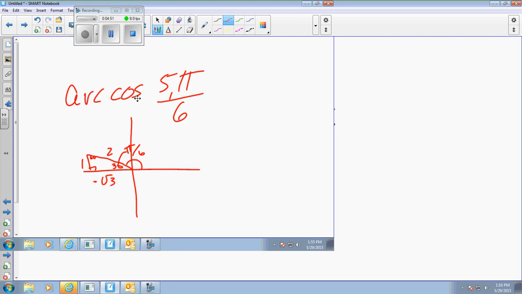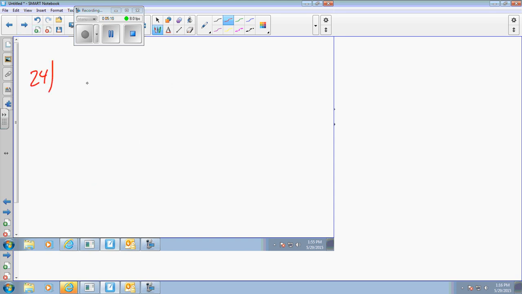And we're looking for the exact answer for cosine. Cosine is the adjacent over the hypotenuse, so that would be negative square root of 3 over 2. Next one that we're going to look at is 24.